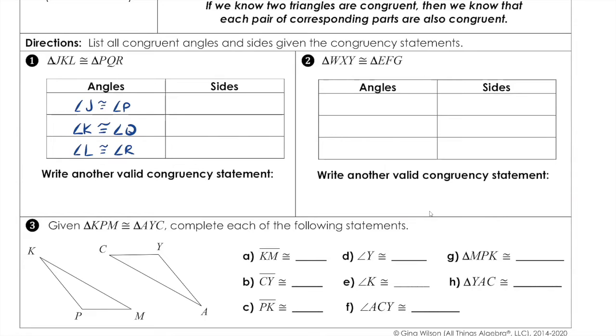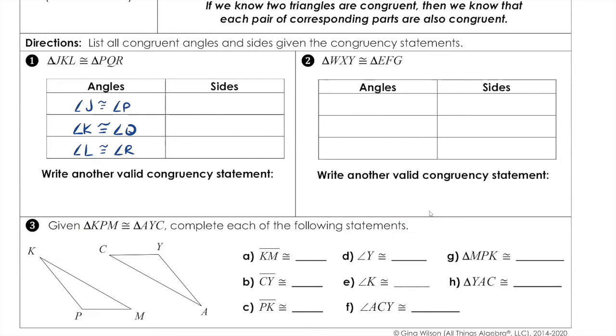Now, sides gets a little bit more tricky without pictures, but we're going to remember that if my angle relationship is in order, what can we conclude about our side relationship? It's also in order. So what are the first 2 vertices in triangle JKL? JK. JK is one of the sides. Who would JK be congruent to in the second statement? PQ. JK is congruent to the segment PQ.